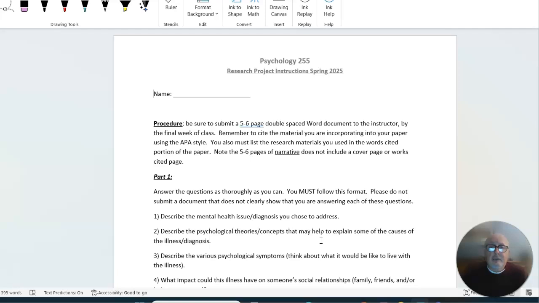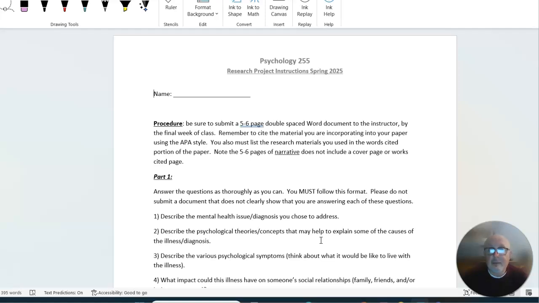Okay, so what you're giving me, again, you have to work off this page. This is going to be the template for your paper. This is what you have to follow. So I want you to choose a diagnosis and identify it. Tell me what it is. What are you going to talk about?